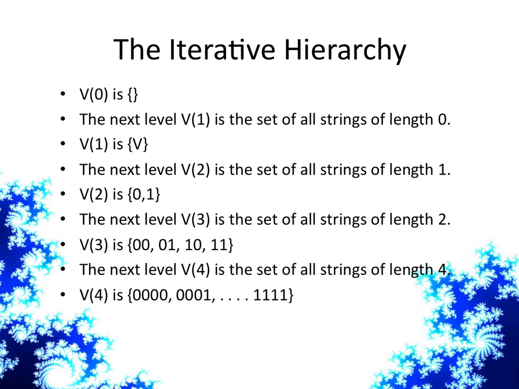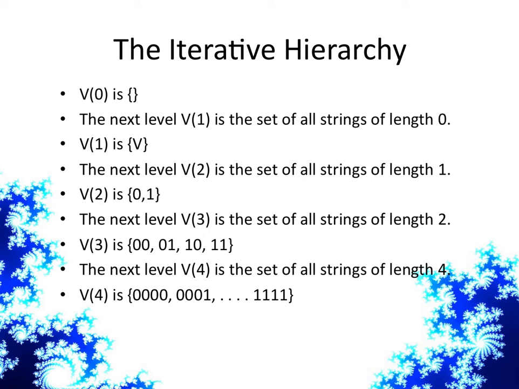V0 is the empty set. The next level is the set of all strings of length 0. That means V1 is the set containing the empty string, which should be an upside down V. The next level, V2, is the set of all strings of length 1. V2 is the set containing 0 and 1. There are just 2 strings of length 1, 0 and 1.